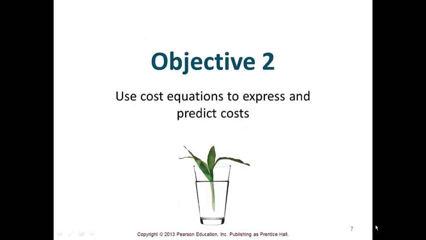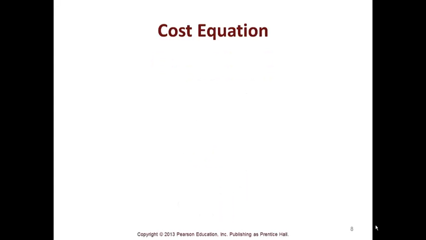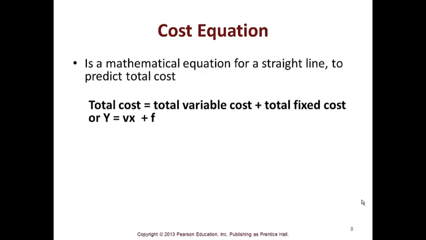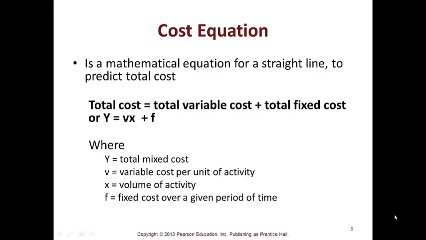Objective 2 talks about the use of cost equations to express and predict costs. A cost equation is a mathematical equation for a straight line to predict total cost. So Y equals Vx plus F. So variable cost times volume plus fixed cost equals total cost. Where Y is the total mixed cost, V is the variable cost per unit, X is the volume of activity, and F is the fixed cost over a given period of time.